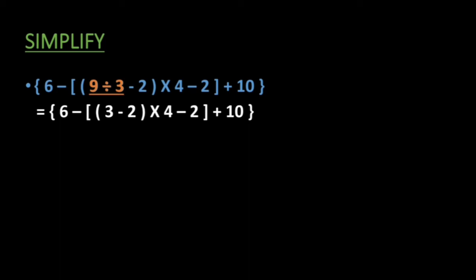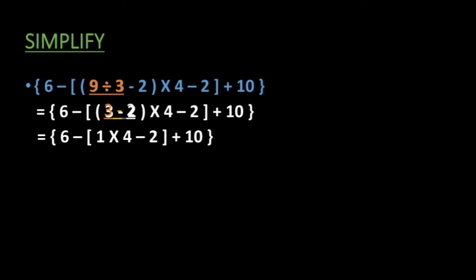Now here in the parenthesis again we have 3 minus 2. 9 divided by 3 is 3 minus 2. Now next we are going to solve 3 minus 2. 3 minus 2 is 1. The parenthesis will go now. Now 1 into 4 minus 2 will be inside the square bracket. So 3 minus 2 will be 1. Now we are going to simplify the square bracket.